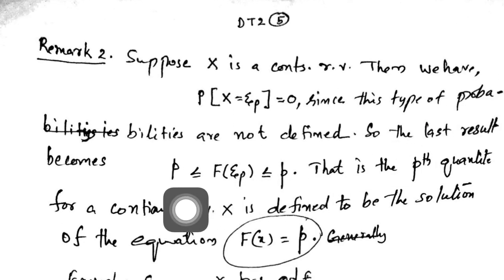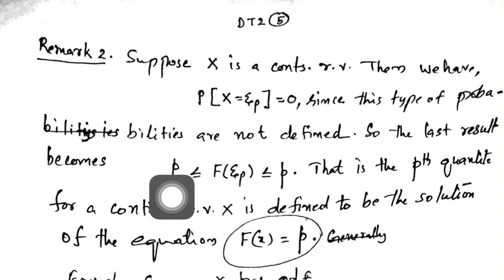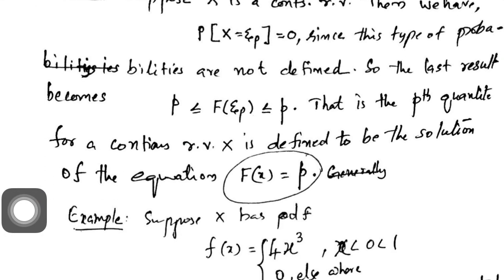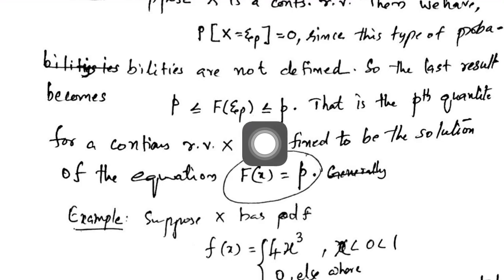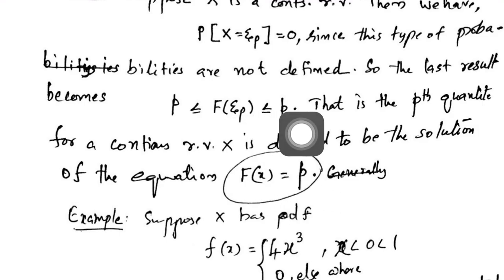See? Okay, this is the condition, p less than or equal to F of ψp, less than or equal to p. That means F of ψp equals p. It is very obvious. Therefore, this is the condition, F of ψp is equal to p. ψp is the pth order quantile, and it is found by solving the equation F of x equal to p. So F of ψp equals p.